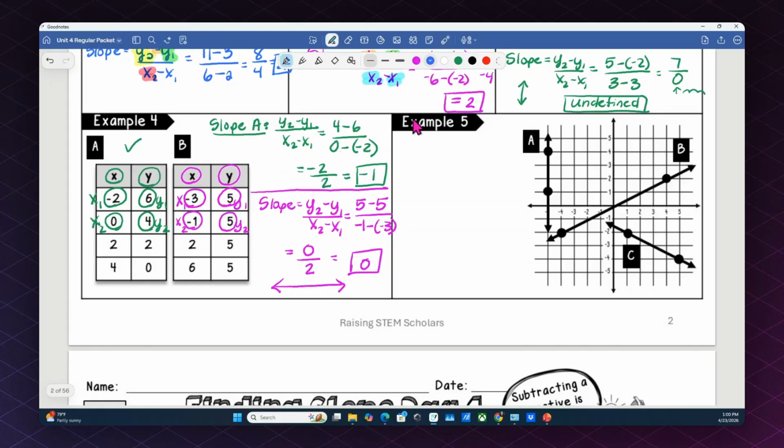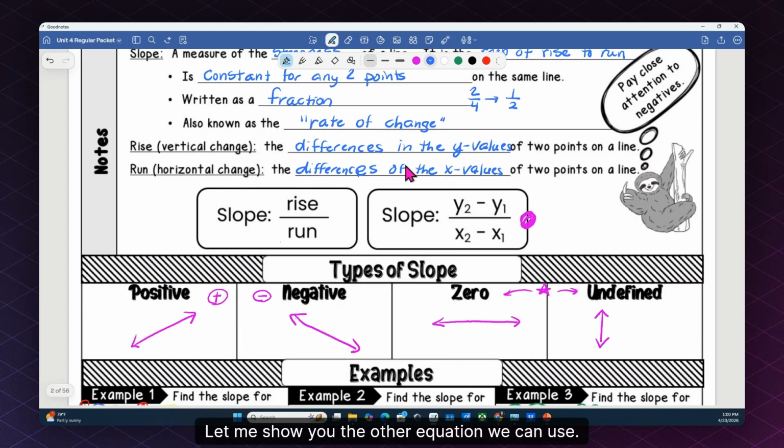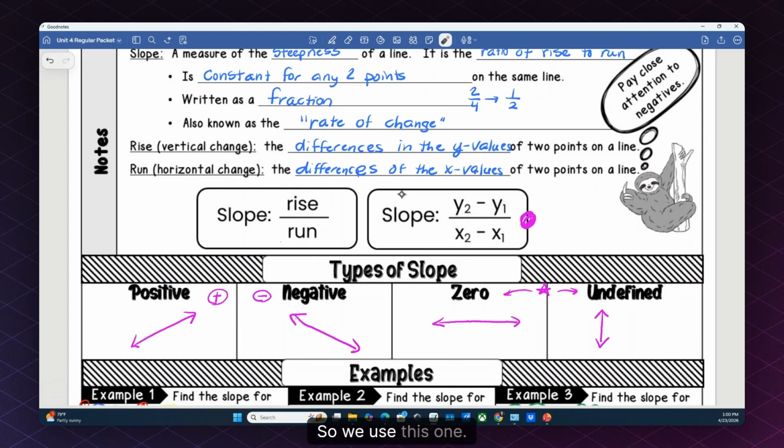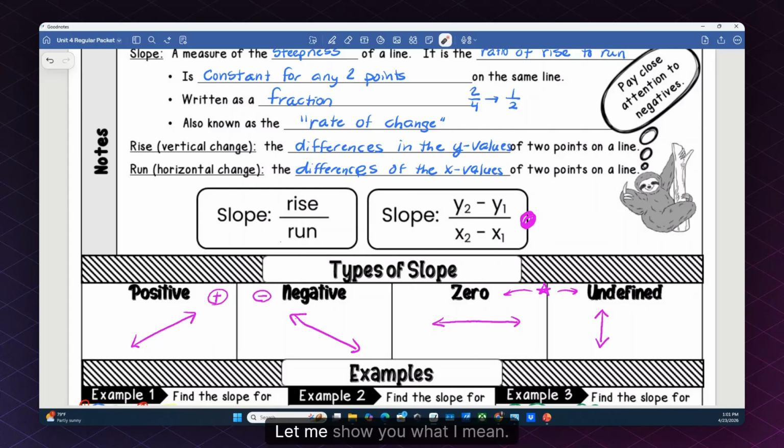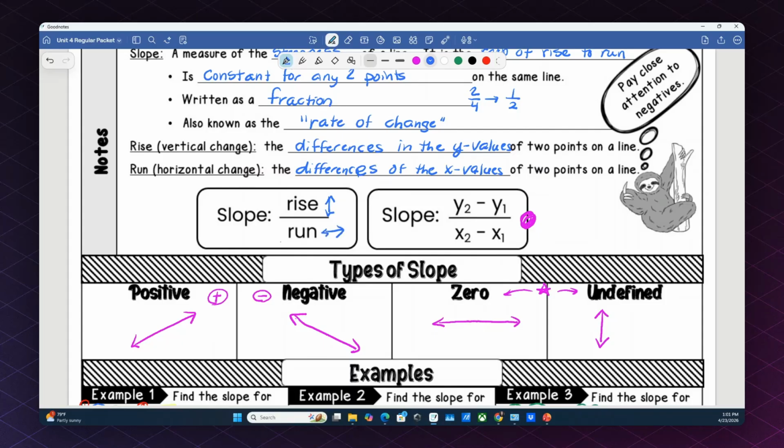Our equation, let me show you the other equation we can use. So we use this one. We use this slope, y2 minus y1 divided by x2 minus x1. Well, this one we can use counting spaces on our graph. Okay, we're going to look at our rise and our run. Let me show you what I mean. The rise is going to be the up-down part, and the run is going to be the right-left part.